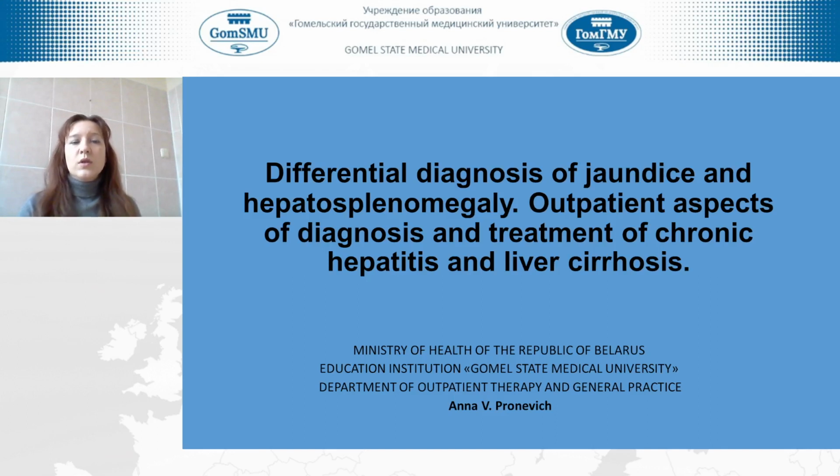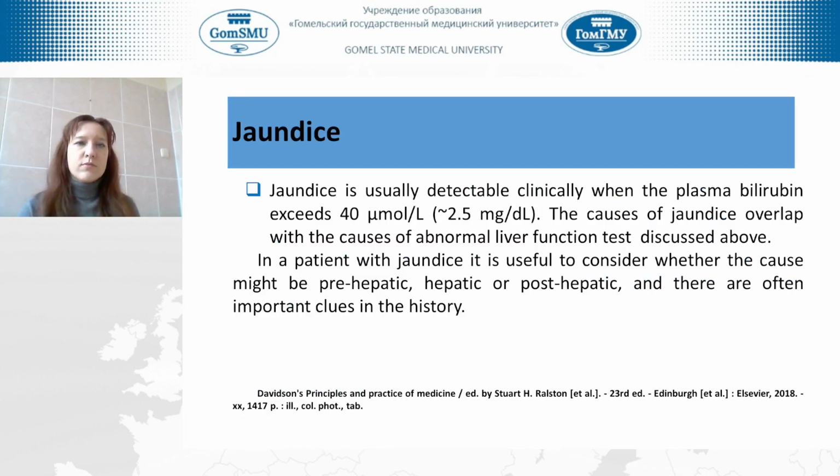My topic today is differential diagnosis of jaundice and hepatomegaly, and outpatient aspects of diagnosis and treatment of chronic hepatitis and liver cirrhosis. Jaundice is usually detectable clinically when the plasma bilirubin exceeds 40 micromoles per liter. The causes of jaundice overlap with the causes of abnormal liver function tests described above.